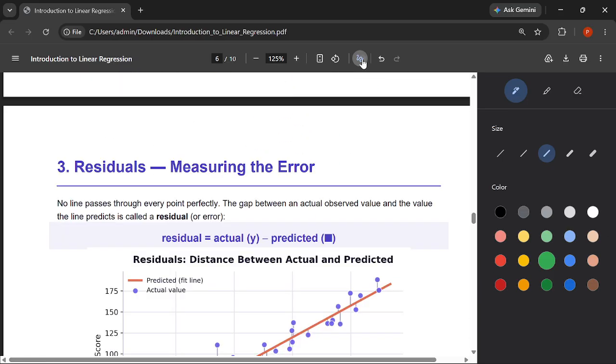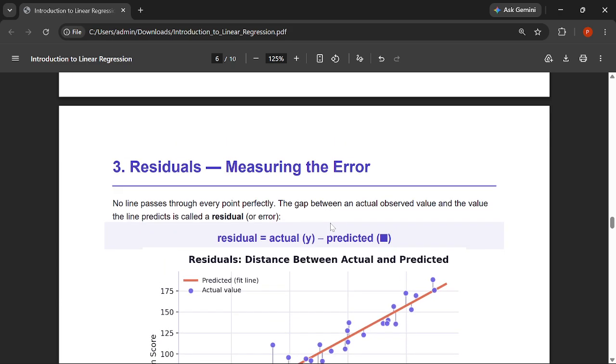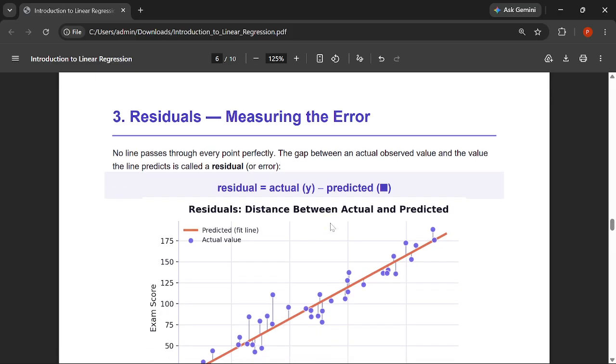Let's see what the residual is. Residual is also called an error. It is nothing but the difference between the actual y values and the predicted y values, also known as y hat. We have to calculate this difference. Mainly this helps to calculate how much error the model is giving, or how much it is misleading us.